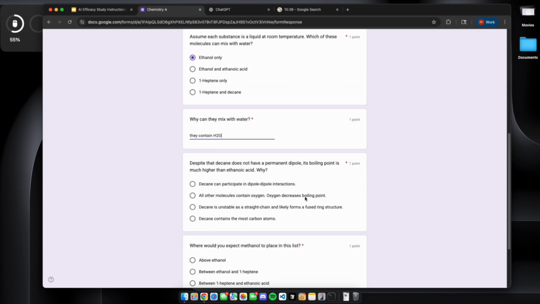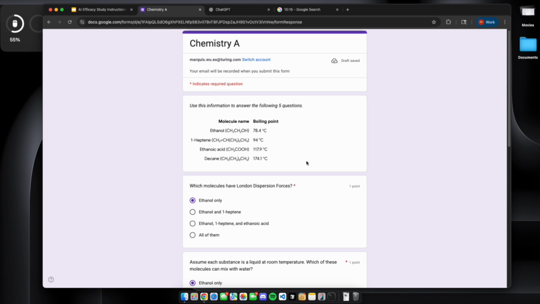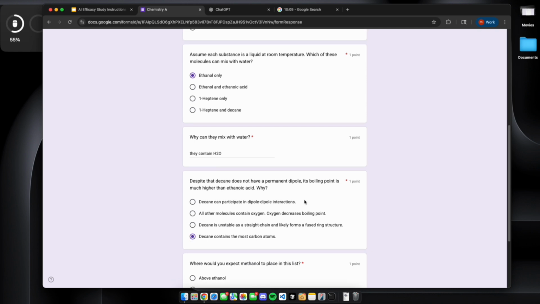This point right here says all other molecules contain oxygen. Oxygen decreases the boiling point. I thought this was correct. However, 1-heptene does not contain any oxygen either. However, it has less, like around half as much of the boiling point as decane does. So I don't think this can be it. I would say decane contains the most carbon atoms.